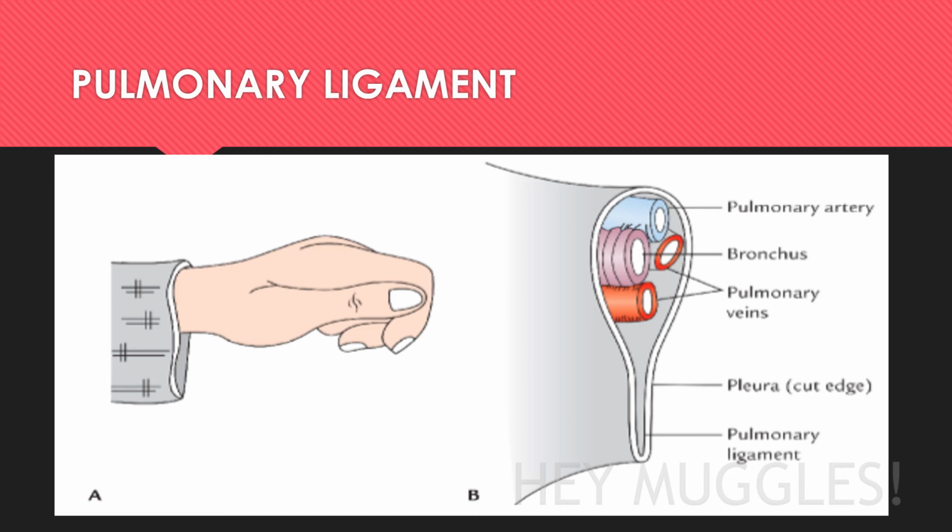So, in this slide, we are going to discuss pulmonary ligament. So, the parietal pleura surrounds your root of the lung, right? Your root of the lung is surrounded by your parietal pleura. So, the parietal pleura extends downwards beyond the root of the lung, and it occurs as a fold like this. So the parietal pleura surrounding the root of the lung extends downwards, and it occurs as a fold, which we call a pulmonary ligament.